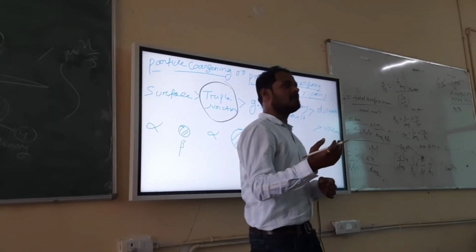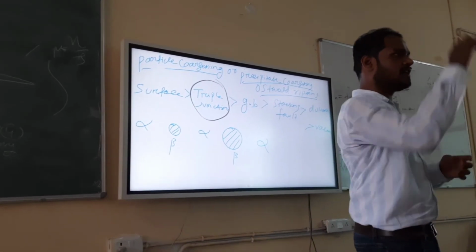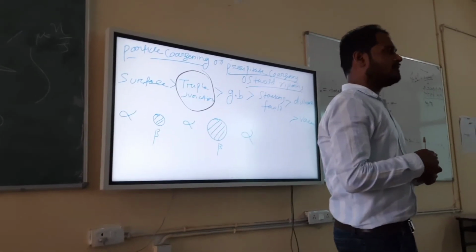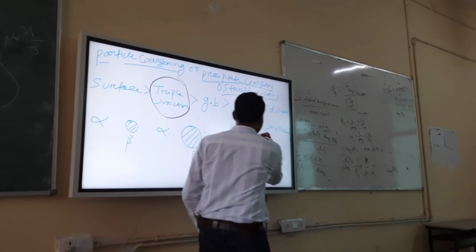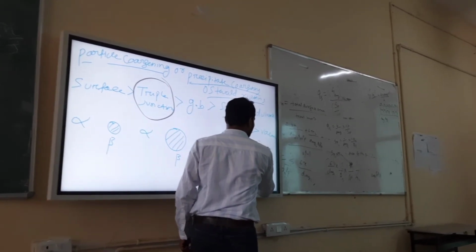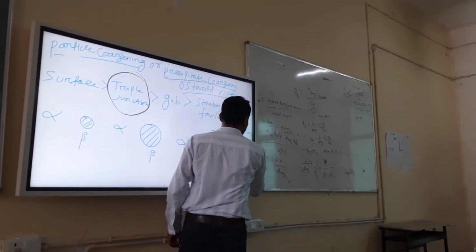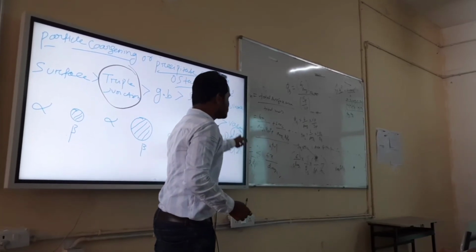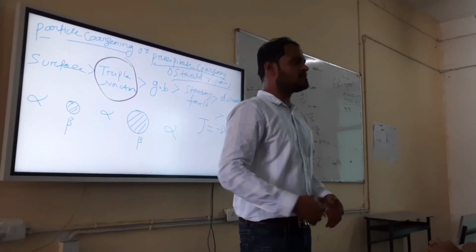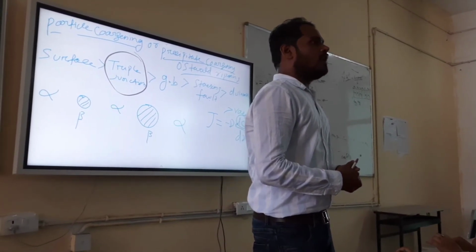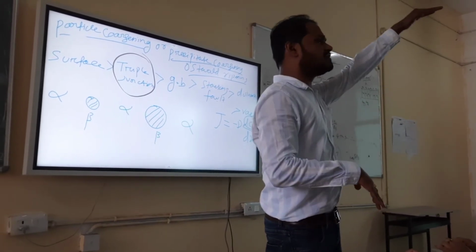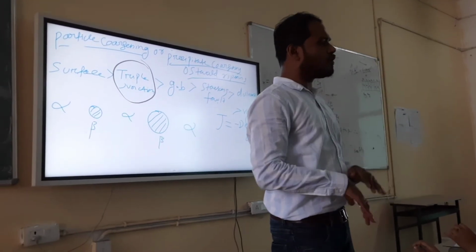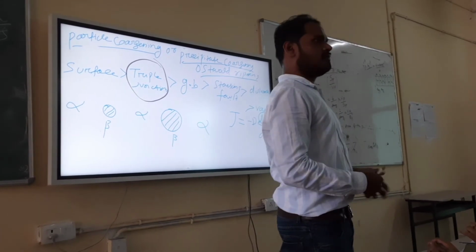You remember how flux comes? Anybody remember flux? J. How does flux come? J is equal to minus D dC by dx. Yes. What is this? And what is this? Concentration with respect to distance, right? If there is a concentration gradient, if you have a higher concentration and a lower concentration, diffusion will definitely happen from higher to lower, right?